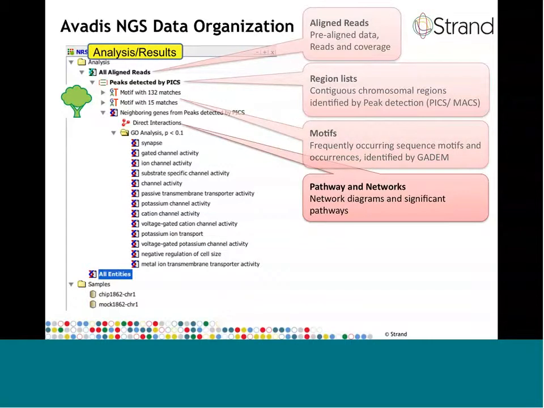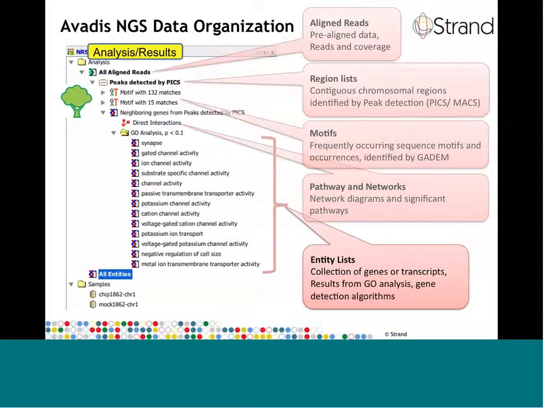And next we found all the neighboring genes that were found close to the peaks we detected. And we know this since it is the descendant of the peaks detected by PICS object. Interestingly, we did not run the scan motif workflow step, which we normally would do. As we move on, we follow this up with a network and pathway discovery step and ran a gene ontology analysis with a p-value cutoff of 0.1.